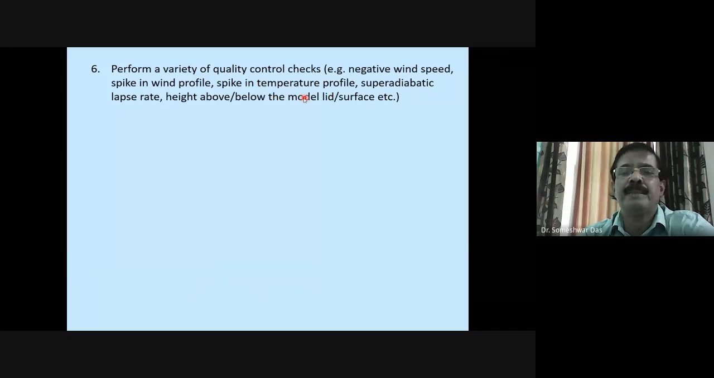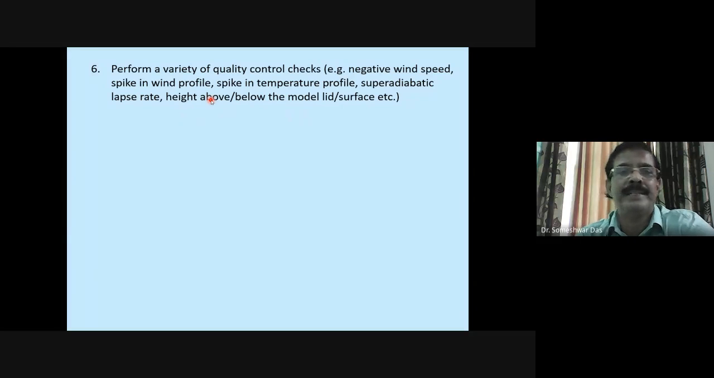Spike in temperature profile, super adiabatic lapse rate, height above or below the model lid. That means any observation which is mistakenly or erroneously assigned a height which is above the top of the model or below the bottom of the model. That can happen, right? So such observations are found out by the computer program, okay, and these things are filtered out. It checks the quality for that.